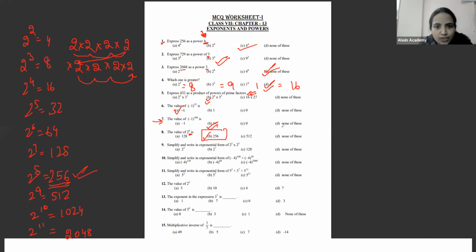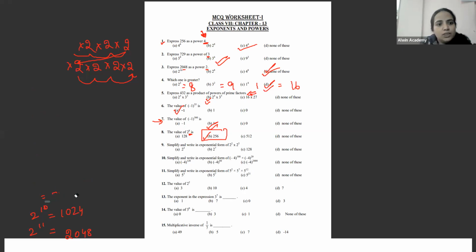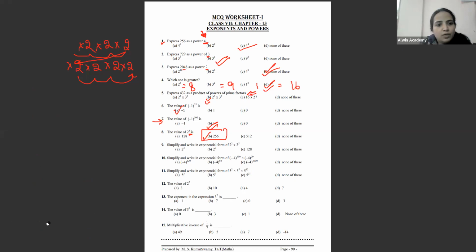Now the next question is simplify and write in the exponential form of this. Yes, the bases are same and they are getting multiplied. So here you can use the law of exponent. Let me clear this board for you once. It is very good if you learn these things. So you'll write it twice and you'll be able to learn it then. So it's better to go for it.